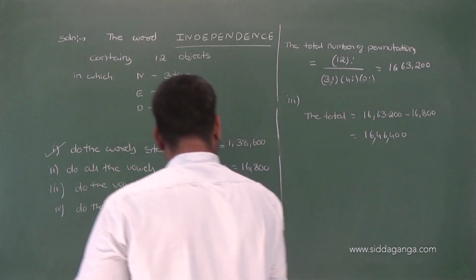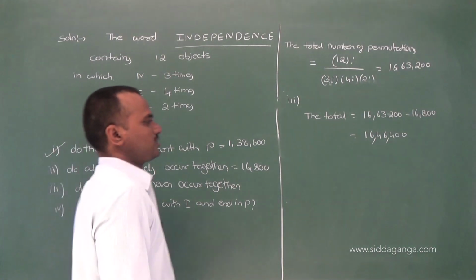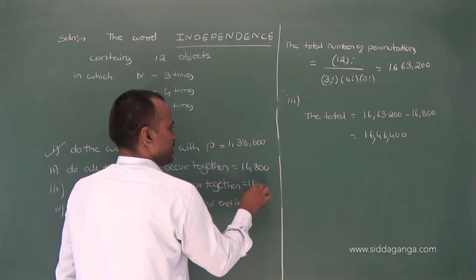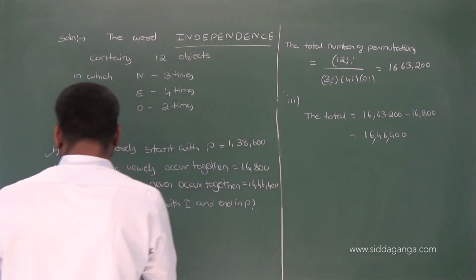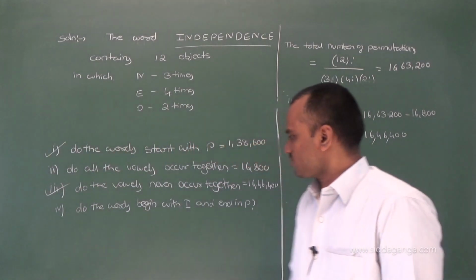Sixteen lakh 46,400. 16,46,400. This is over. Third question is over. Understand? So third question is over.